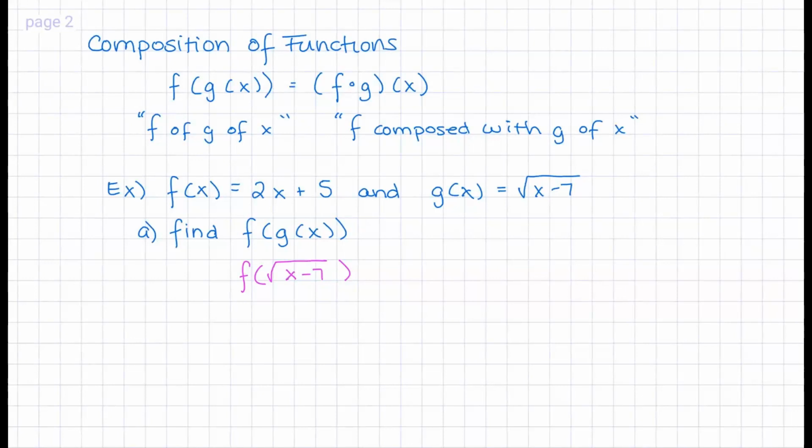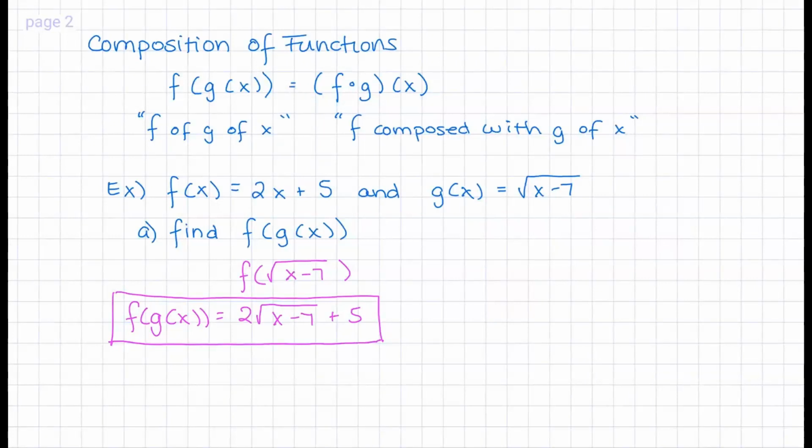And so that means that in the function f, wherever there was an x, we're going to put root x minus 7. So it's going to be 2 square root x minus 7. And that is f of g of x. And voila. That's all there is to it. So if we went the other way, if I ask you to find g of f of x, can you find that? Go ahead and pause the video and try it and see what you get.